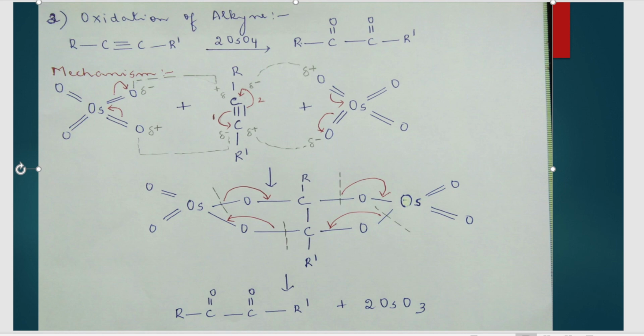So these are the two applications of osmium tetroxide as an oxidizing agent: the first one was hydroxylation of alkenes to give diols, and the second one is oxidation of alkynes. I'll be discussing the other two oxidizing agents in my next video, which I'll be uploading soon.